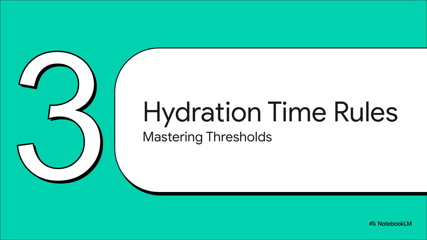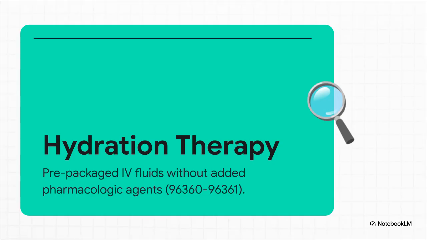Okay, Section 3, Hydration Therapy Time Rules. Let's see how this builds our understanding of time-based coding. First things first, let's lock down the definition. Hydration therapy, codes 96360 and 96361, consists of prepackaged fluid and electrolyte solutions. Think normal saline or D5W, administered intravenously without any added pharmacologic agents. The very second a therapeutic drug goes into that IV bag, it is no longer just hydration.